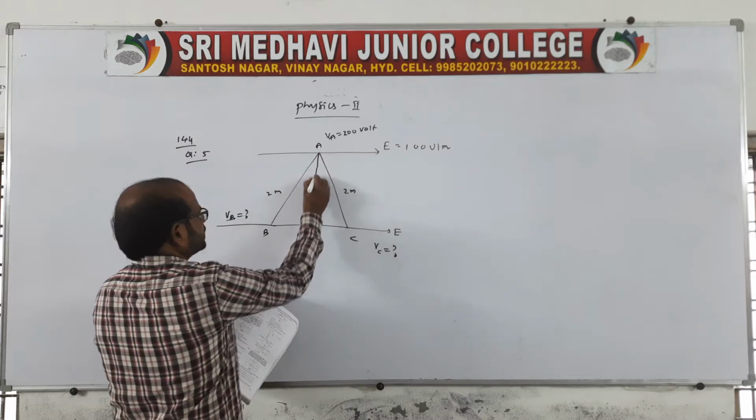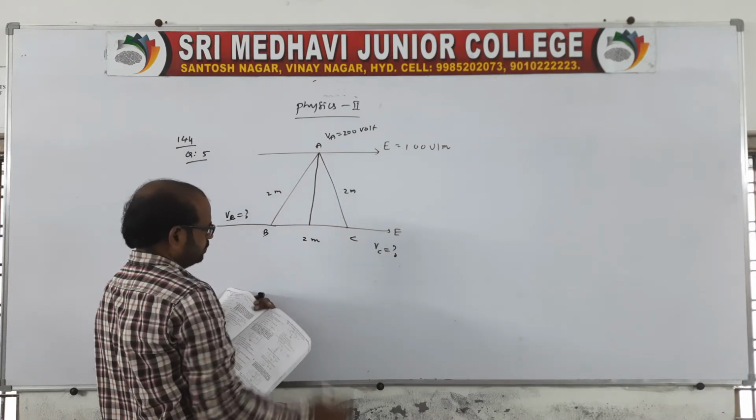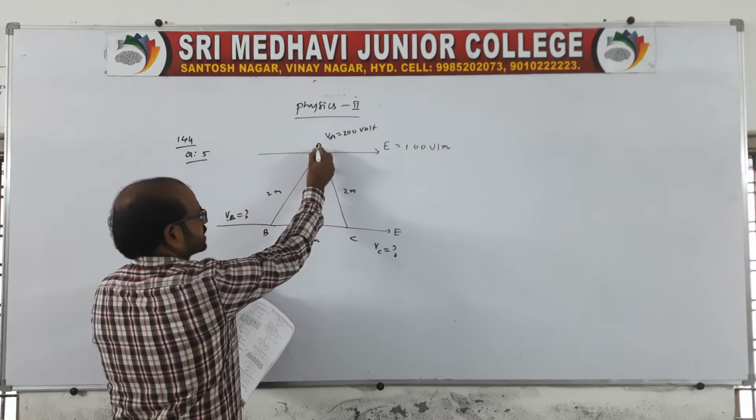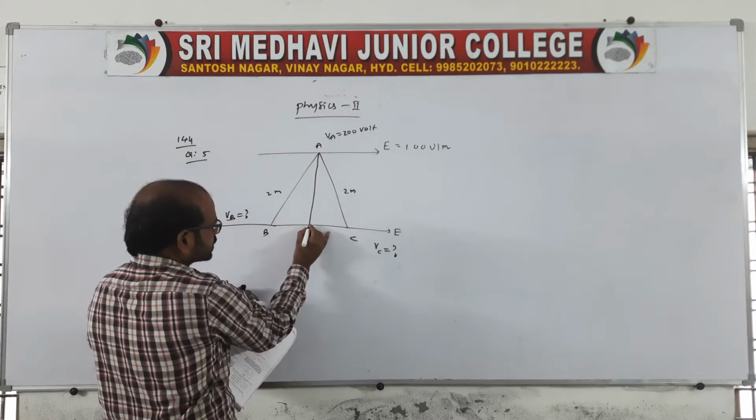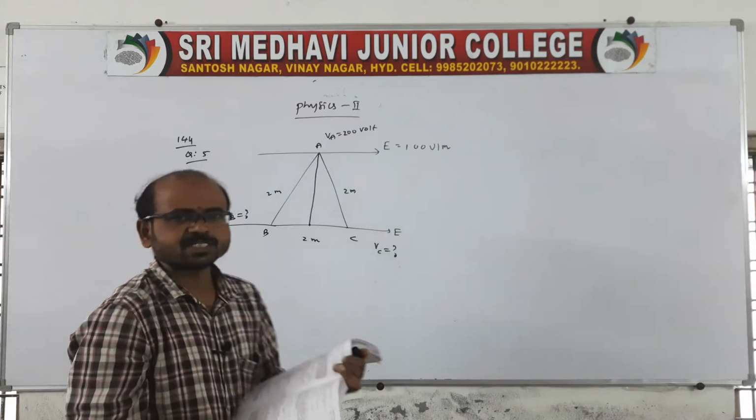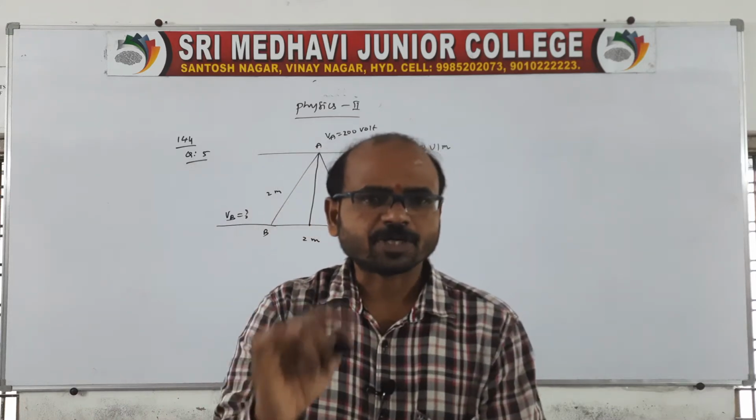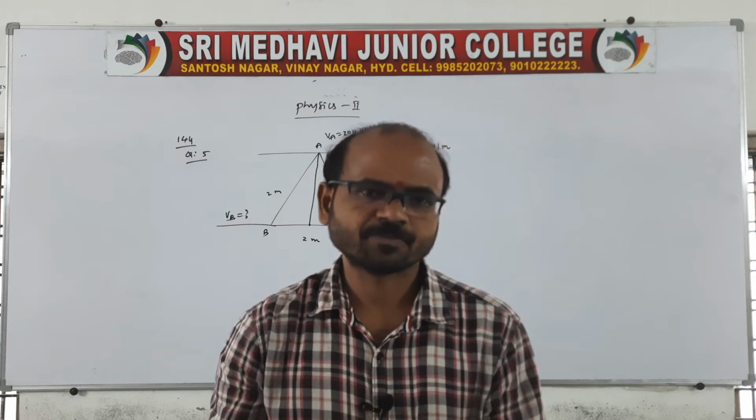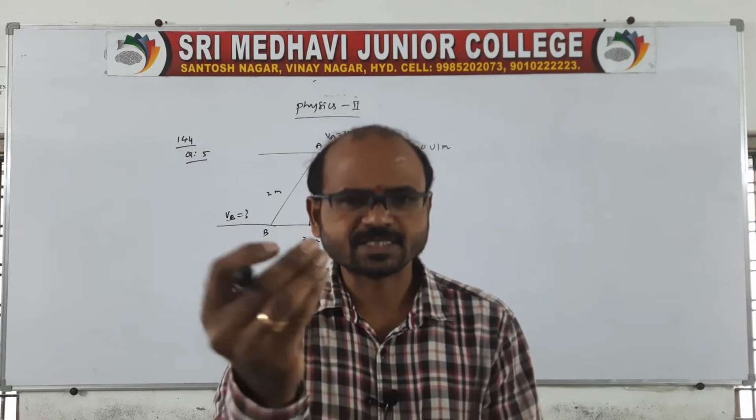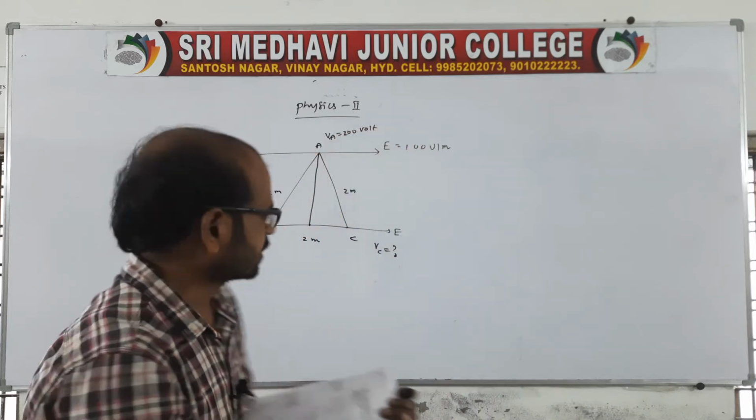Draw a line onto BC. Whatever the potential is here will act till this point. That's what we call an equipotential surface. Equipotential surfaces are nothing but surfaces where the potential is the same everywhere in a given field. This is in the next topic, then I will continue it.